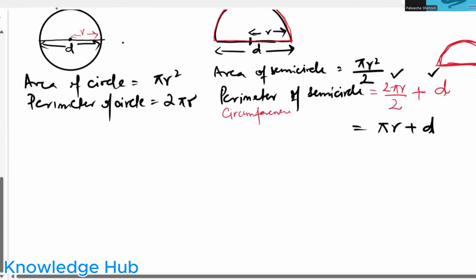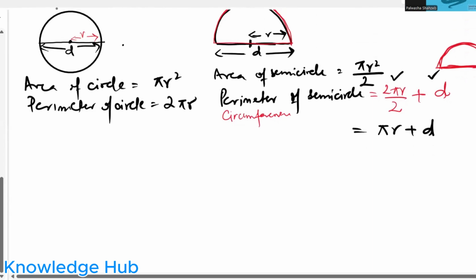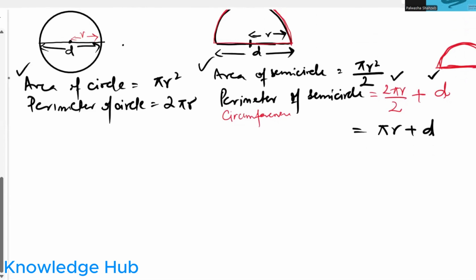All right. For a circle, the area is pi r square. For a semicircle, it is pi r square by 2, right? Now, the perimeter of a circle is 2 pi r. The perimeter of a semicircle is 2 pi r over 2 plus d, or pi r plus d. Then, obviously, the quadrant. A quadrant is a fourth part of a circle, right? So, this is r.